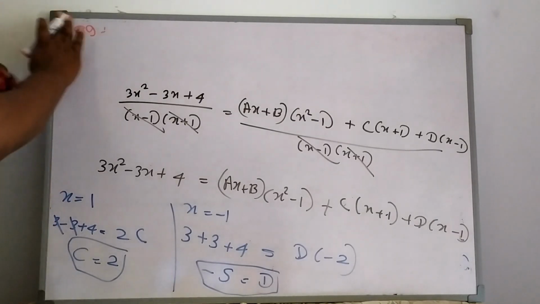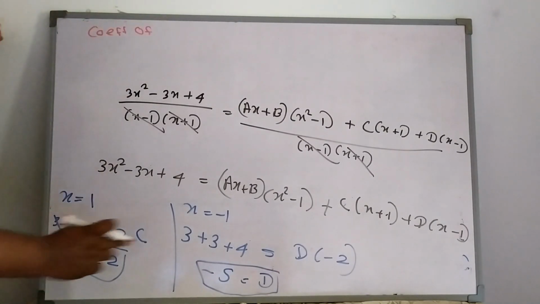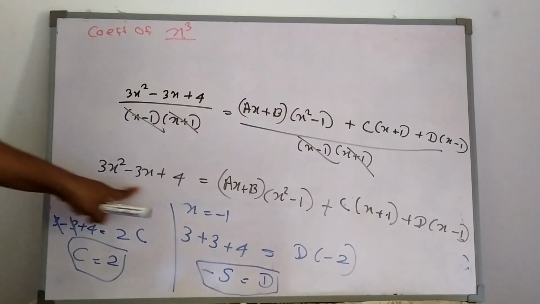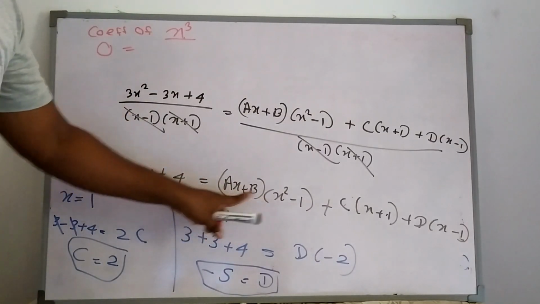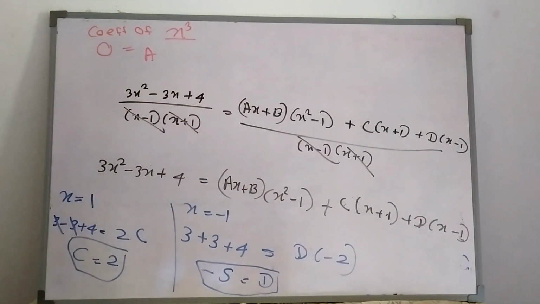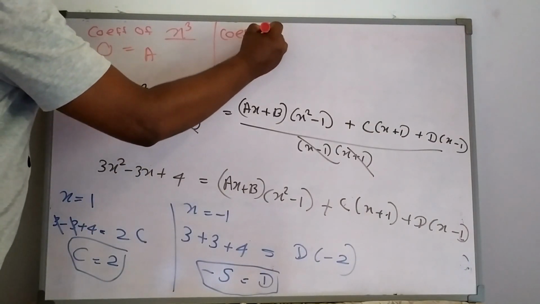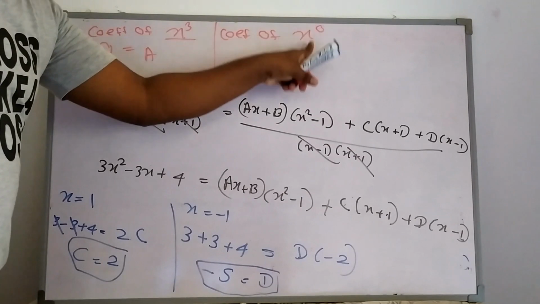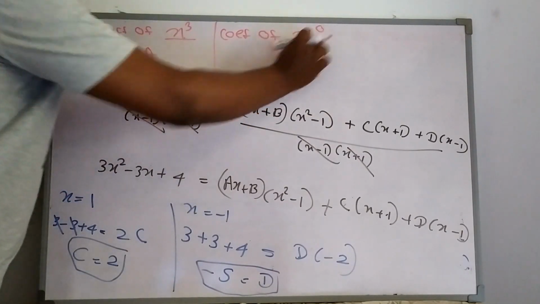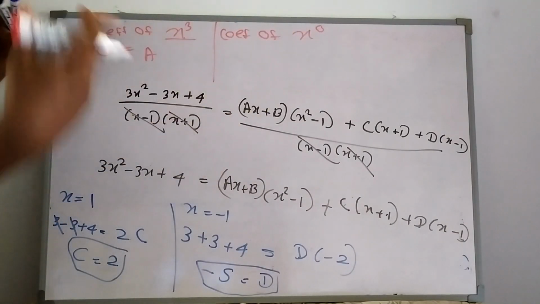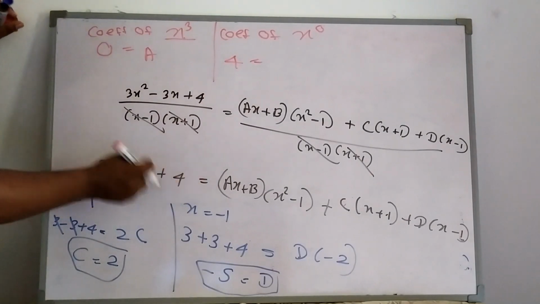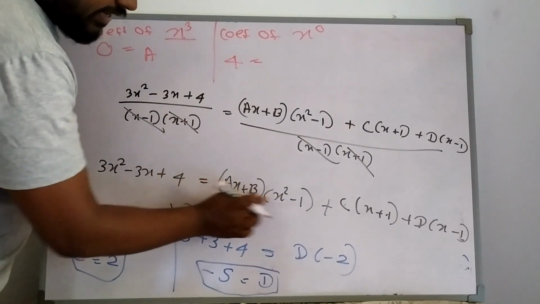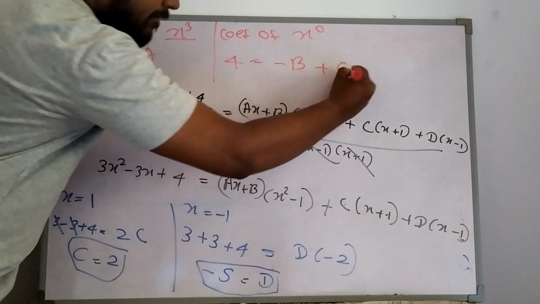Now let's consider the coefficient of x cubed. Here we don't have x cubed, so it's 0, and here we have a, then a equals 0. Now you just need to find only one, it's b. To find b, I am considering the coefficient of x to the power 0. Actually you can use x squared, x to the power 1 or anything, but I am taking x to the power 0 because it is very easy: x to the power 0 means only the constant. The left hand side constant is only 4. The right hand side is minus b plus c minus d.